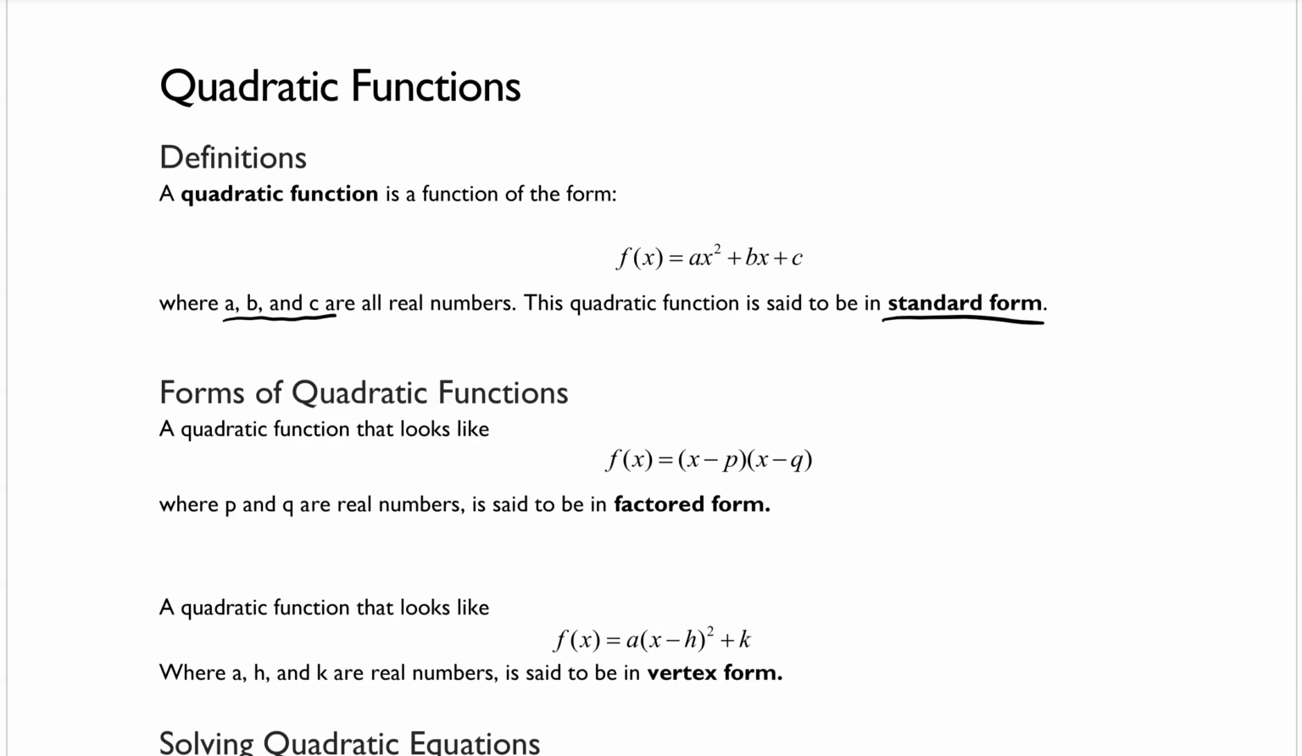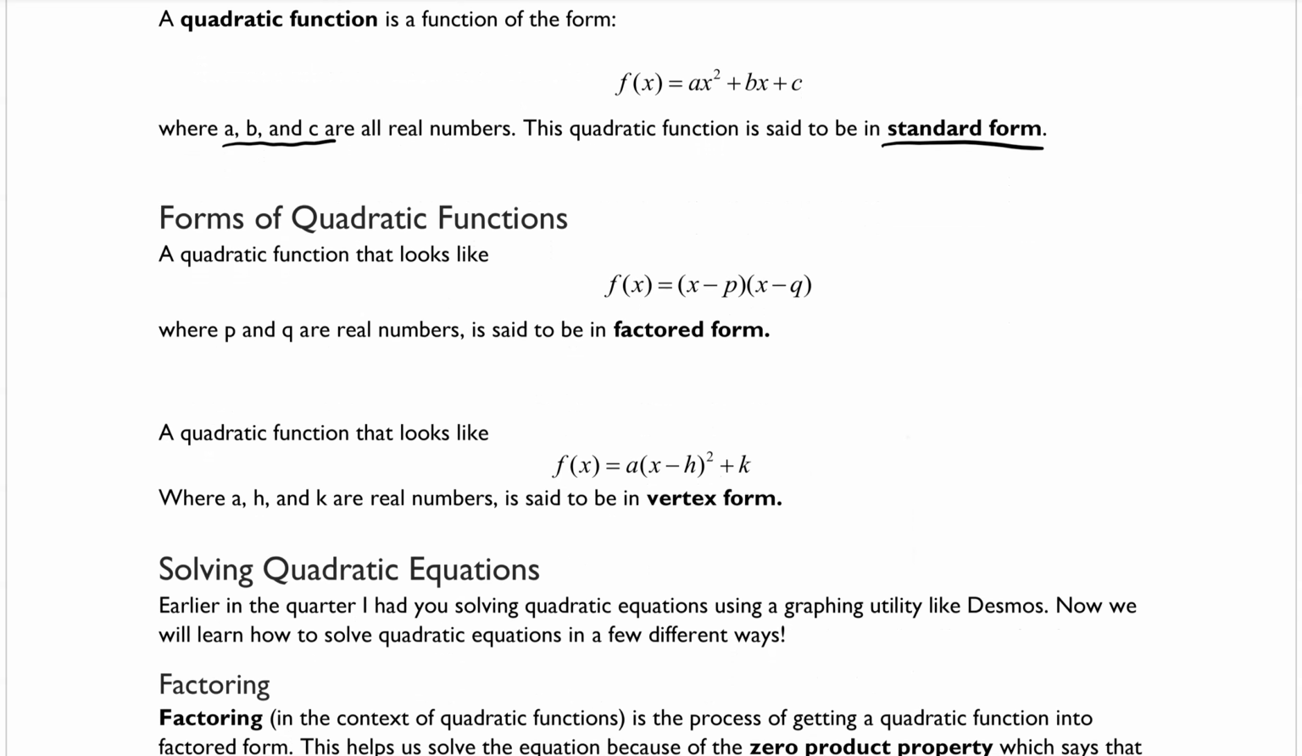Now there are other forms that we deal with, and one of them is factored form. So it's going to look like that. And then the last form is vertex form. And each of these three forms have different advantages and disadvantages. So let me quickly go over what each one is useful for.